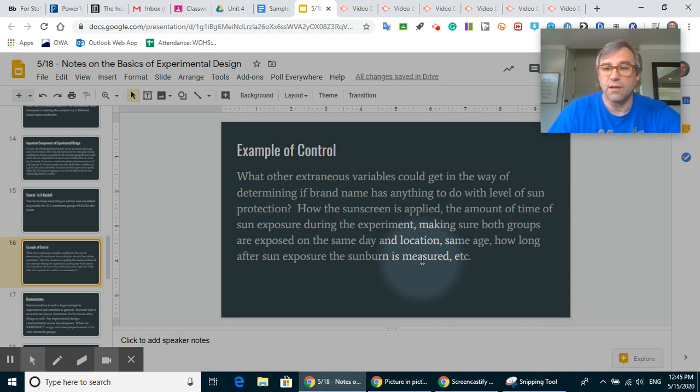You want to make sure that the Copper Tone and the Banana Boat, all those other variables are affecting both treatment groups the same. So that's how control works.